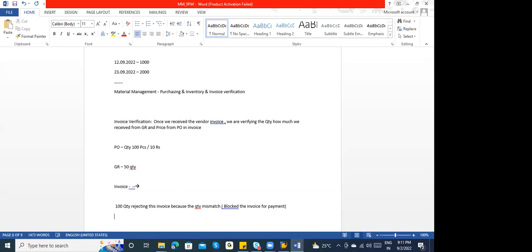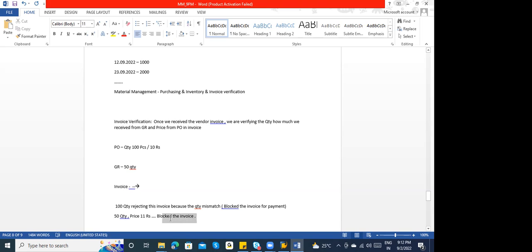Same with the price. Suppose the quantity is correctly updated, but the price is updated wrongly. Let's assume it is 11 rupees on the invoice I received. Then the system will check the PO price. You agreed on 10 rupees, but we are receiving this invoice with 11 rupees. Then the system immediately blocks the invoice. What do you mean by a blocked invoice? Vendor payments will not happen. The system will not process any payment for the vendor until it is released.